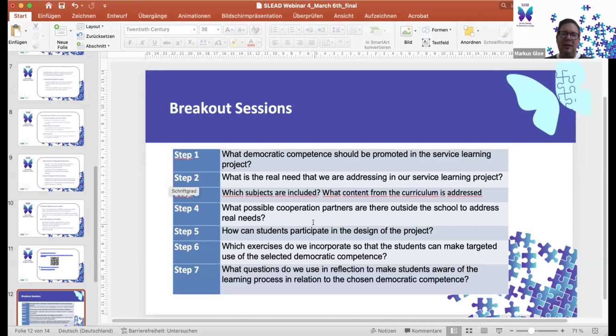You can decide in the beginning if you would like to simulate that you are all colleagues in the same school, or if you would like to simulate that you are colleagues from different schools and create a cross-border project, maybe. That's a decision by you. Then have fun and create a brilliant service learning project.